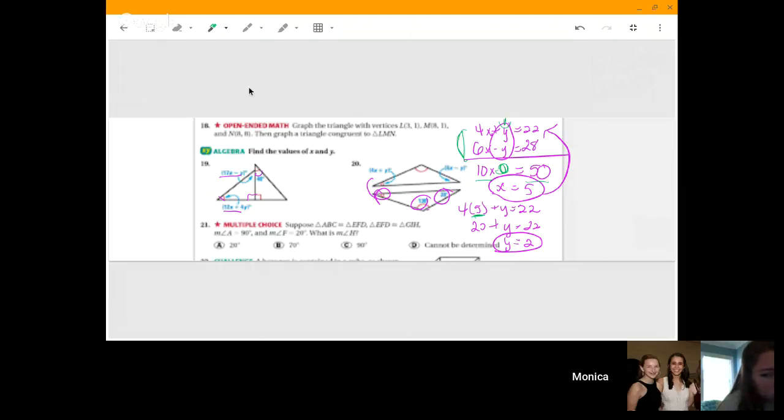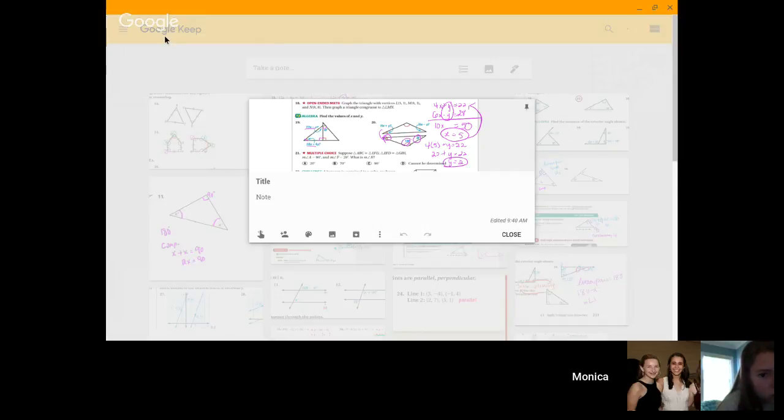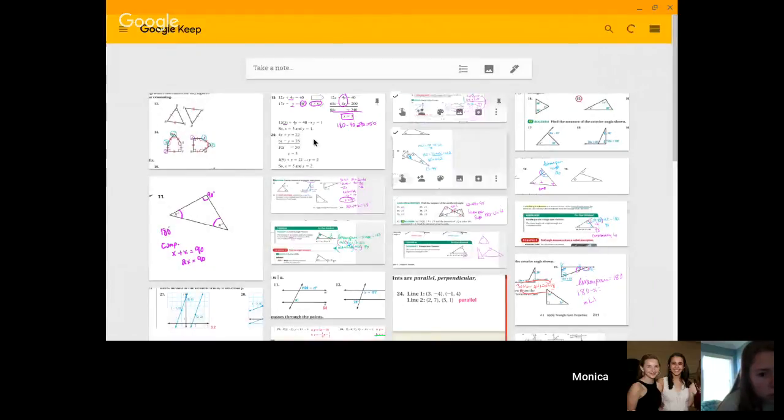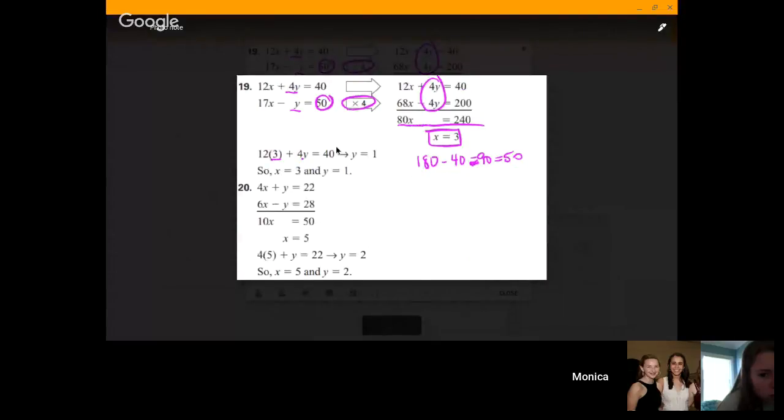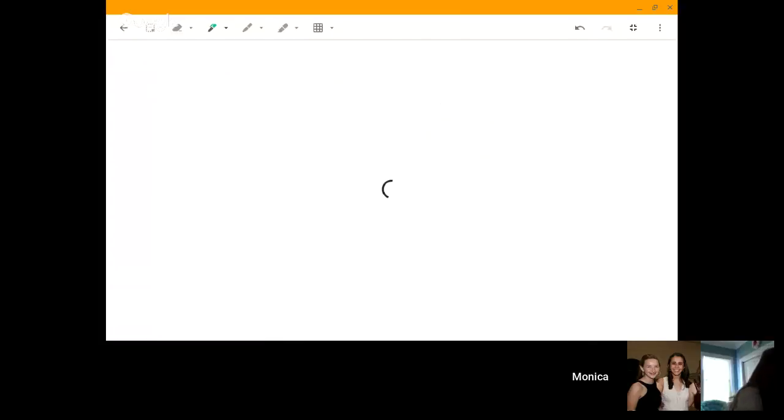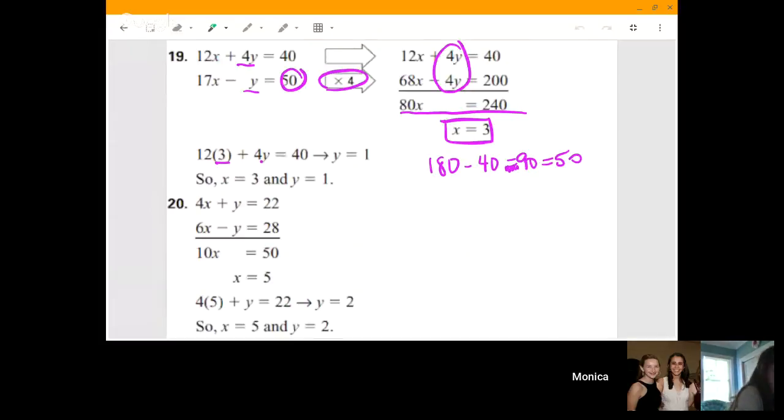That's what you'll have to do with number 19. So for number 19, you're going to have your 12x plus 4y equals 40. And then 17x minus y equals 50. And the way that you know that that's 50 is because you have 180 degrees for the interior angles of the triangle. You know one of them is a right angle, and the other one we know is 40. So when we subtract that, we get a 50-degree angle left, okay?